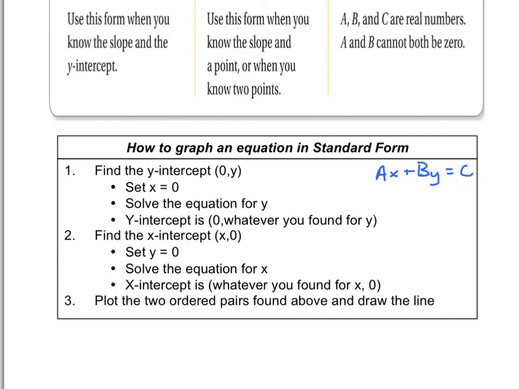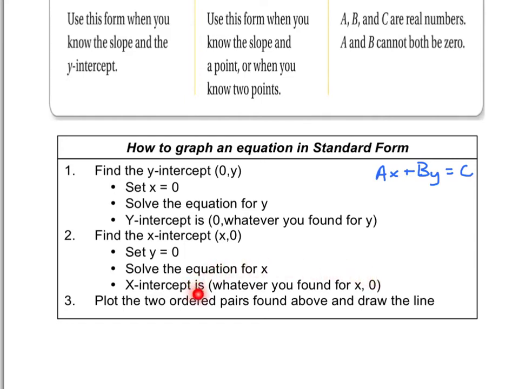Okay. Step 2 says we're going to find the x-intercept. x is whatever the x value is, and the y value is 0. So I'm going to set y equal to 0, put it in. If I put in 0 for y here, this term essentially is going to go away, and I'm left with whatever this is equals c. So I solve for x.